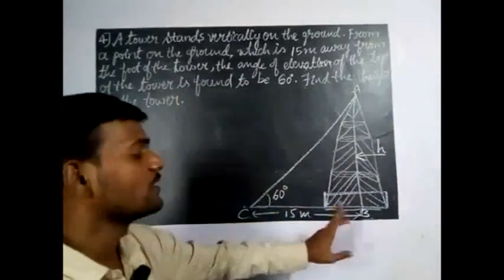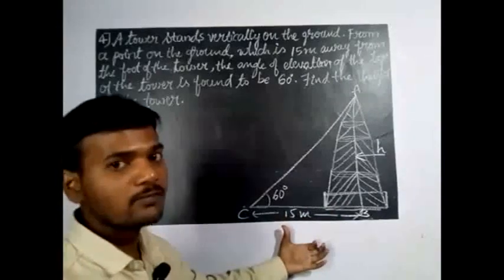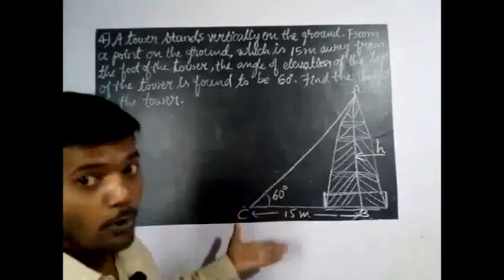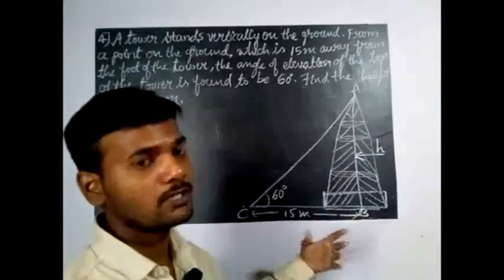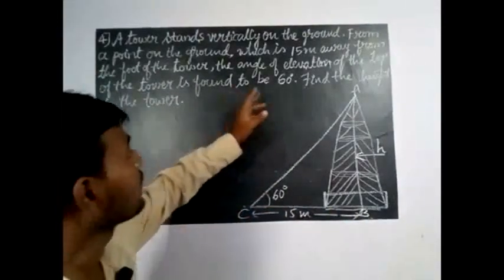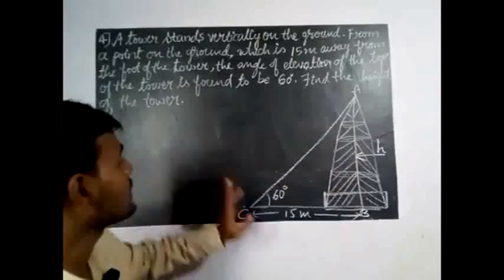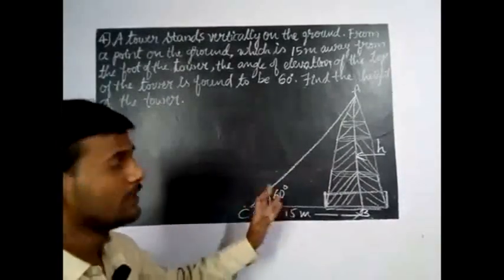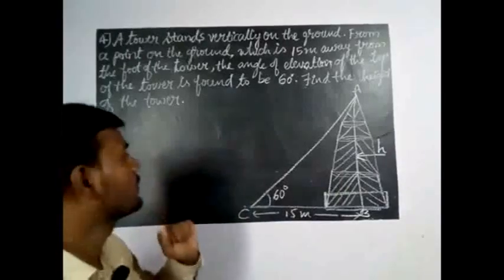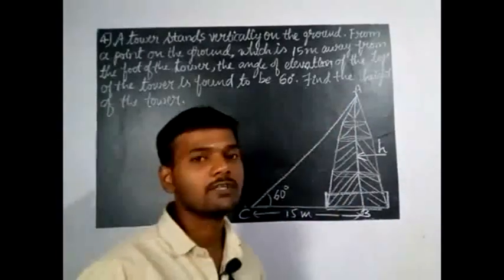So the foot of the tower, that is 15 meter away from the foot of the tower, and that is a point on the ground which is 15 meter away from the foot of the tower. And then what they have given: the angle of elevation of the top of the tower is 60 degree. Find the height of the tower. You need to find the height of the tower.